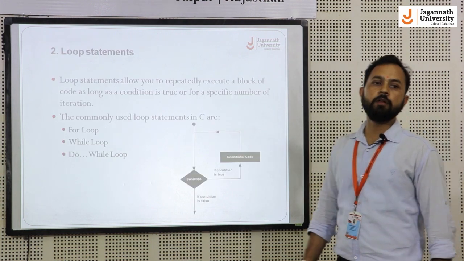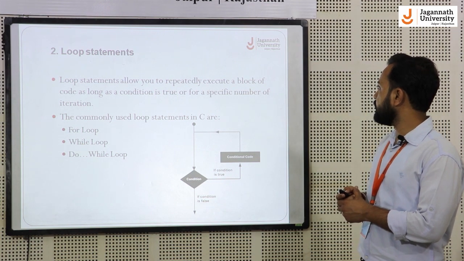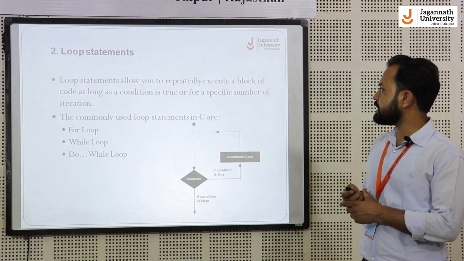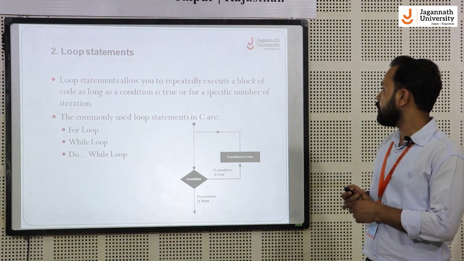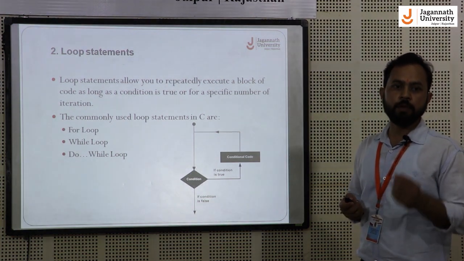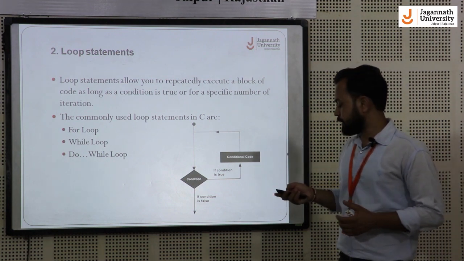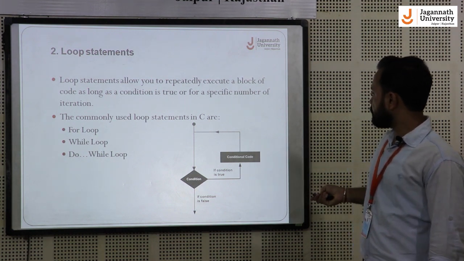So, next we will cover the loop statements. Loop statements allow you to repeatedly execute a block of code as long as a condition is true or for a specific number of iterations. It means you specify some number, that will be how many times your code will be executed. So, this is the flow diagram.